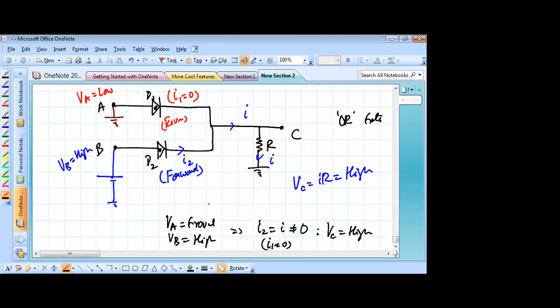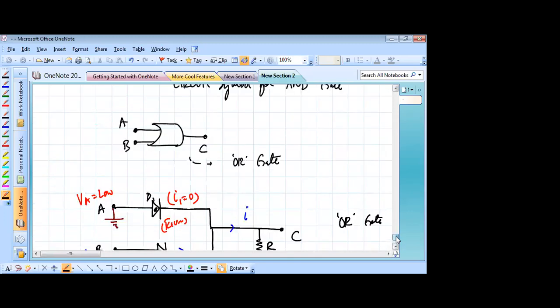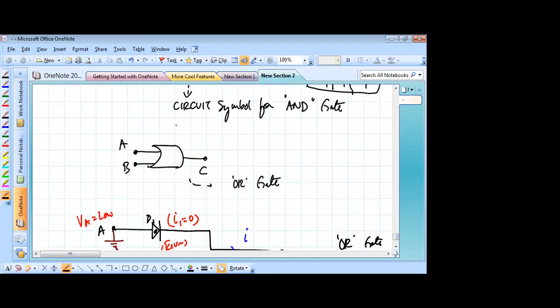Both VA and VB high would give you some current, but only in the case where both A and B are grounded, there will be no current. If VA is 0 and VB is 0, then I1 is equal to I2 equal to 0. So current I is 0, so the voltage of C also becomes 0. This is the only case where VC becomes 0. In all other cases, VC is the high voltage because there's some current in that resistor R. So that is why this implements the OR kind of logic. And this whole circuit in short form is made in digital circuit diagrams as this particular symbol.